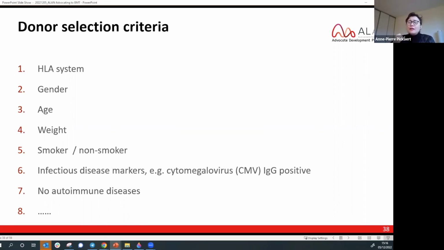The age, they will always favor a younger donor. And sometimes they would prefer a mismatch with a young adult male over a full match with a female in her 50s, for example. There are different criteria to take into account. The weight, also if the patient has diabetes, if they're smoking or not, if they had prior infectious disease, which would make things more complicated, whether they have autoimmune diseases. Lots of different factors on top of the HLA system are taken into account.